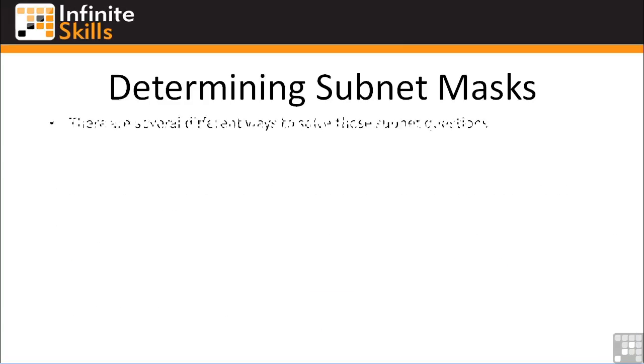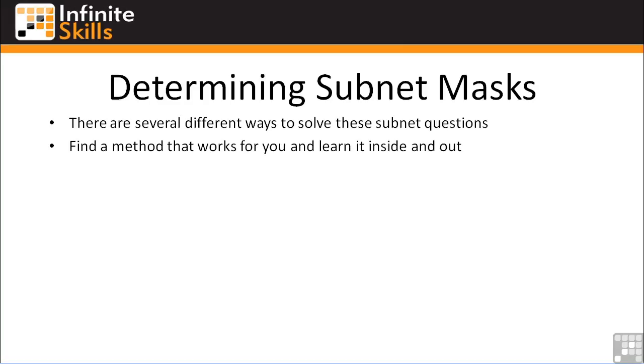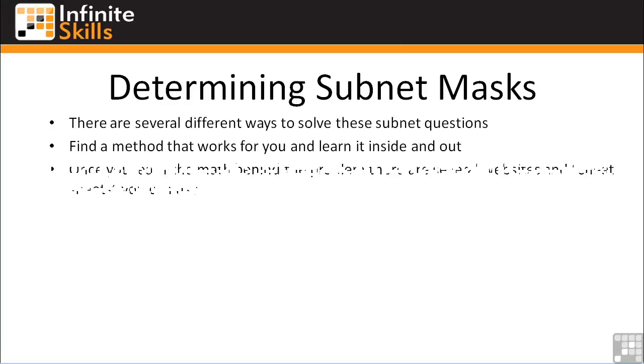So with all that being said, there are several different ways to solve these subnet questions. Again, we've shown you 2. I've seen at least 7 just in the past year alone. You find a method that works for you, you learn it inside and out so that you can do it cold. All you have to do is write down that binary map, that 128 through 1 that we've used on the previous 2 slides. If you know your method inside and out, all you need is that binary chart.